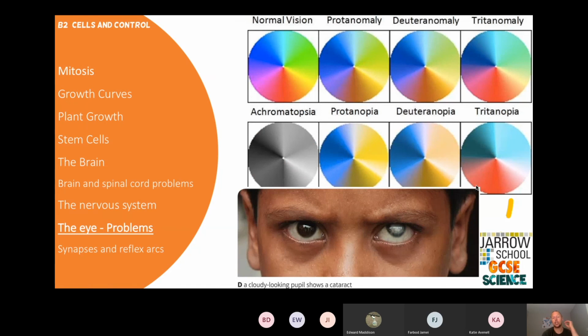Other problem is color blindness. So this is the colors that normal people can see.